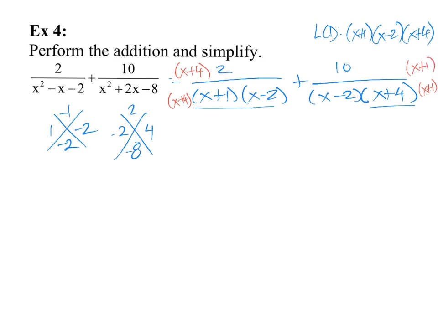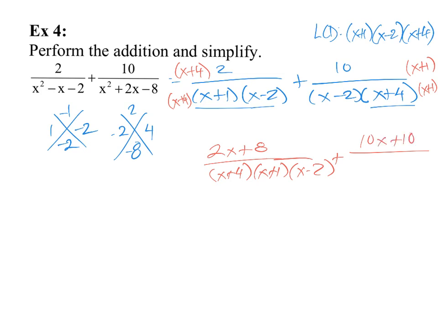So I end up with 2x plus 8 over, I'm just going to keep this common denominator. I'm not going to work everything out, because at the end, you may end up with factors that cancel out. Then I have 10x plus 10 over the common denominator, x plus 4 times x plus 1 times x minus 2.